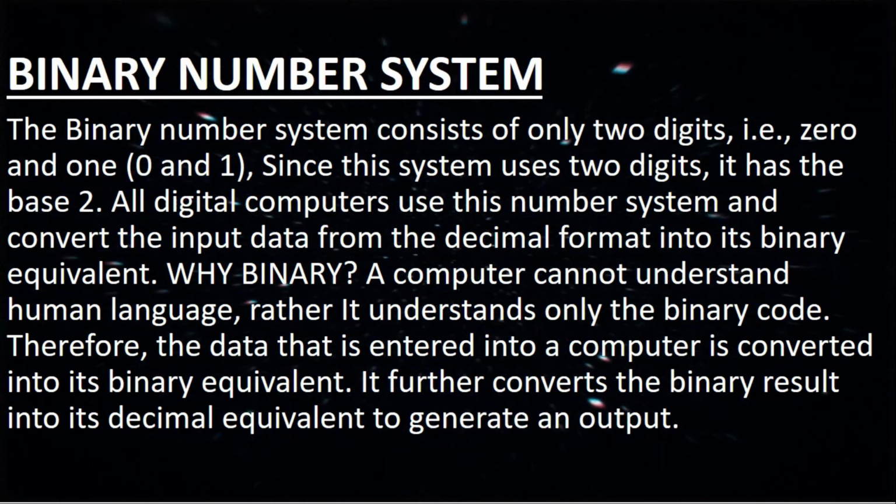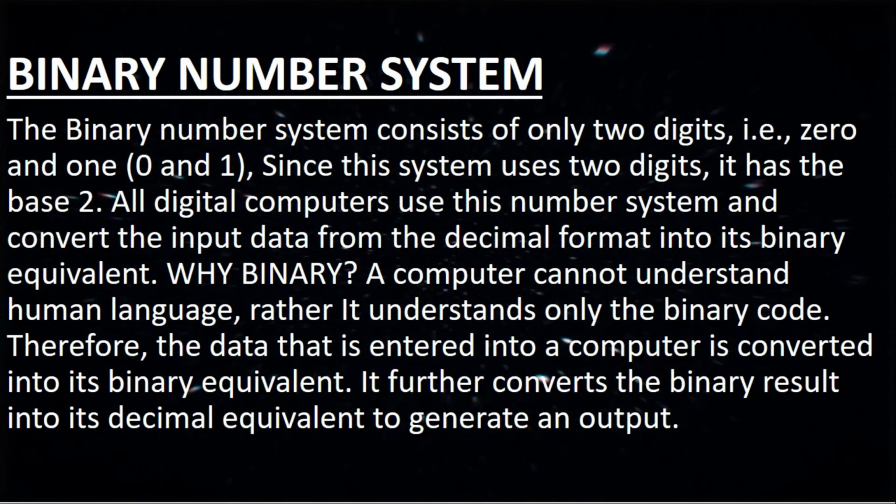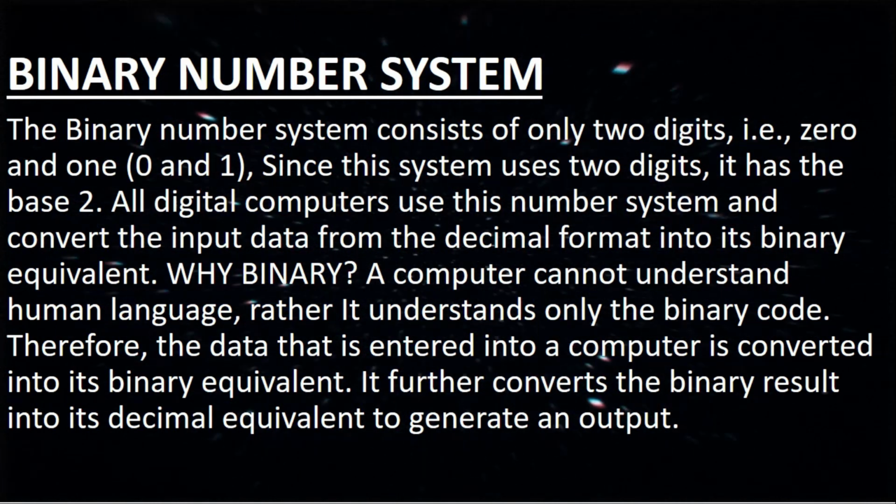So all digital computers that we use this number system and convert the input data from the decimal format into its binary equivalent. Now why binary only? A computer cannot understand human language. Rather, it understands only the binary code. Therefore, the data that is entered into a computer is converted into its binary equivalent. It further converts the binary result into its decimal equivalent to generate an output.